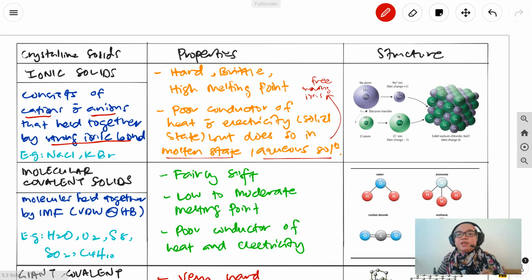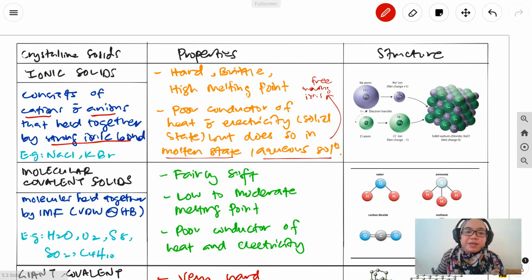Okay, so this is an example of the structure of the ionic solid. It consists of cations and anions. They are held together by a strong ionic bond in this form. The cations and anions alternate, in a pattern like this. So, this is the structure of NaCl. This is how NaCl is formed. This is a crystalline solid which is an ionic solid.